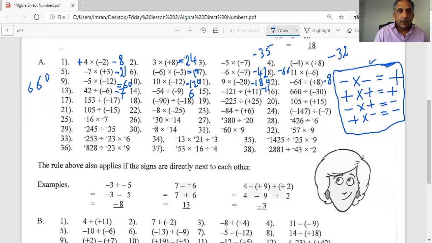660 divided by 30. It's very easy to simplify them because sometimes children get confused how to divide them with the minus 30. 0 and 0 you can cancel. 3 times 1 is 3 and 3 times 2 is 6 and 3 times 2 is 6. So your answer will be 22 here, right?